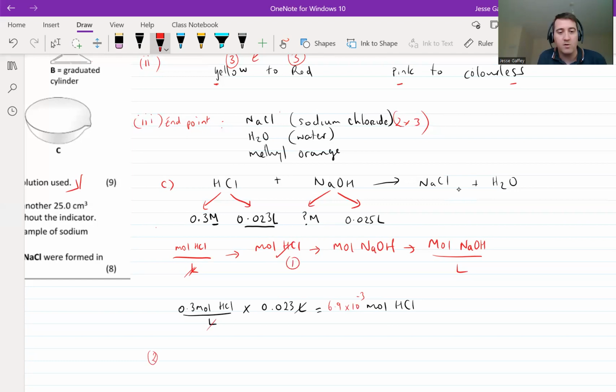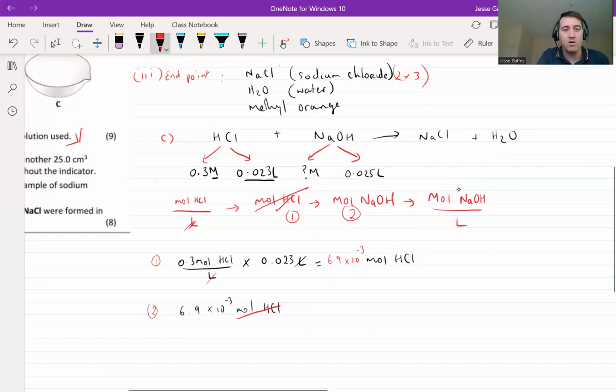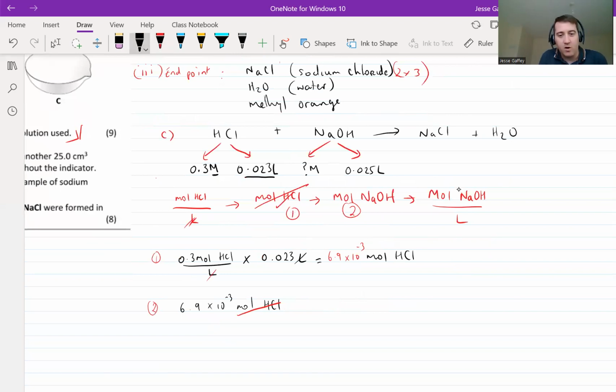So this was part 1. Part 2 is to go from moles of HCl to moles of NaOH. Of course, we need moles of HCl to cancel then. Let's go ahead and write that down. We had 6.9 times 10 to the minus 3 moles of HCl. And we need those to cancel. So using our unit analysis, how can we make those cancel? Well, we need a conversion factor that has moles of HCl on the bottom. That will allow them to be cancelled.